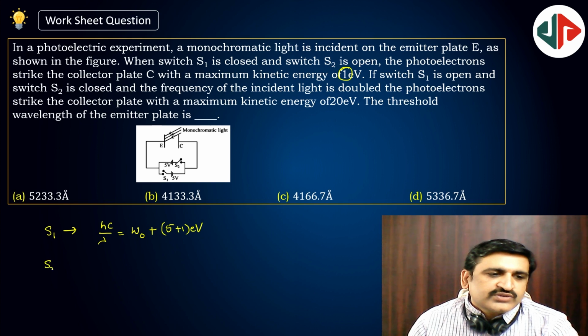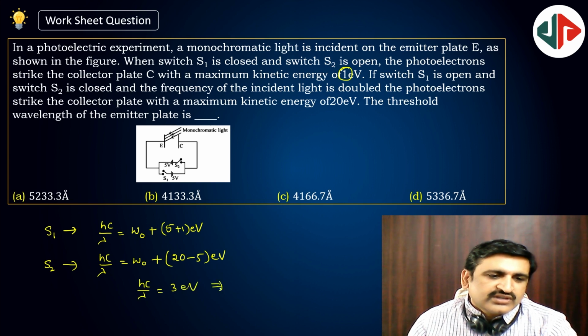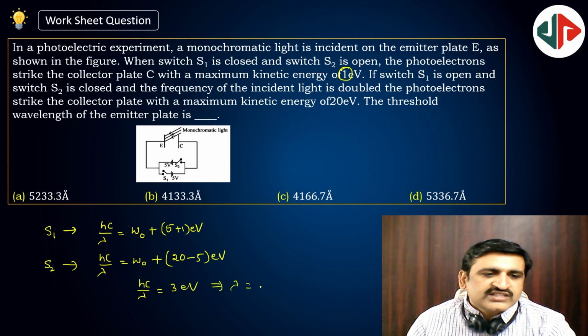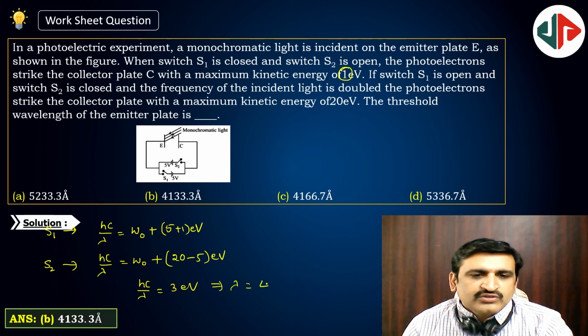And whereas in the S2 case, terminals are also reversed. So you are giving voltage to it. So hc by lambda is equal to work function plus 20 minus 5 volts, so that they will be stopped. On solving, you can get hc by lambda value is equal to some 3 electron volt. So corresponding lambda is equal to some 4000 angstroms, because hc value is 12,400. Yes, 4133 angstroms.